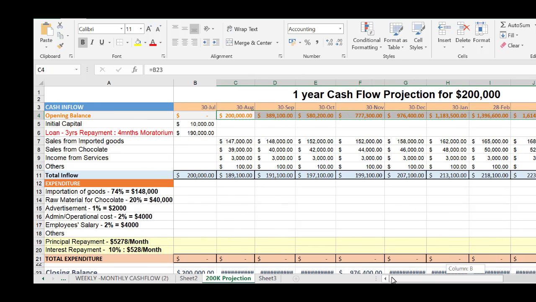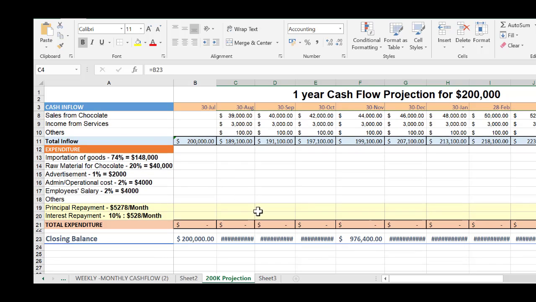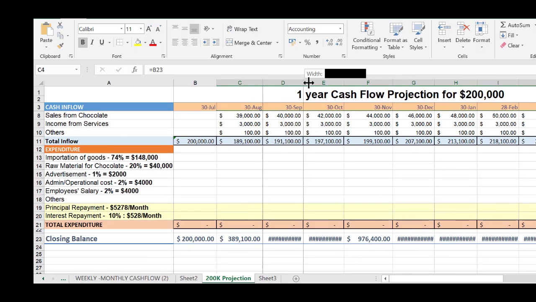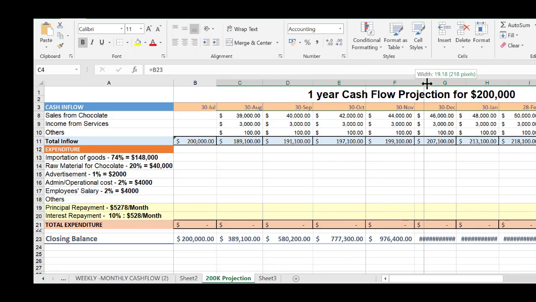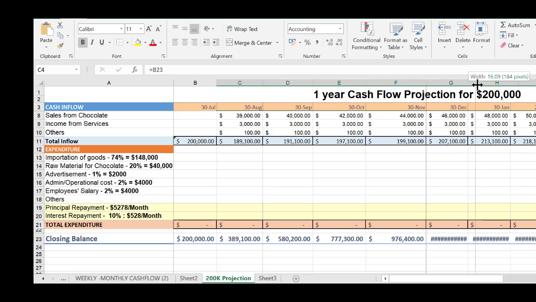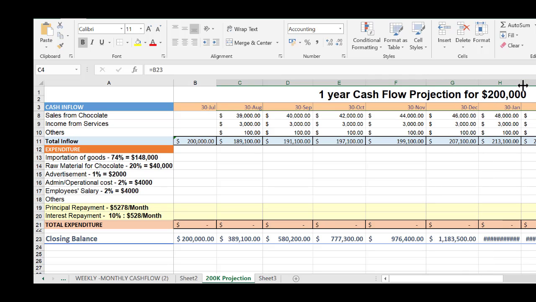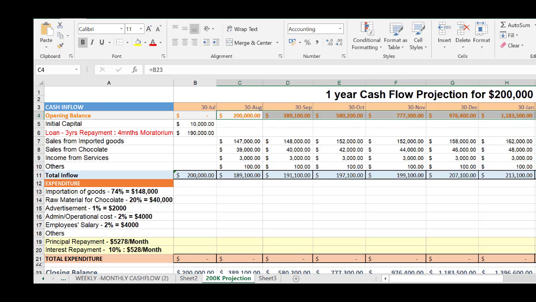So you see, increase this a little bit, increase this a little bit, and so on across the months.